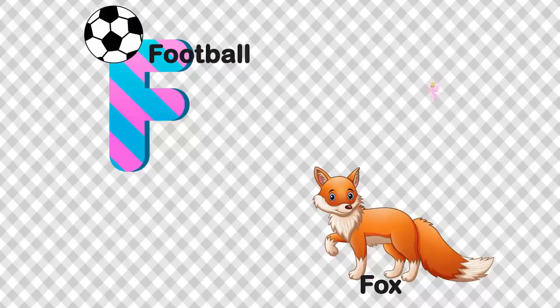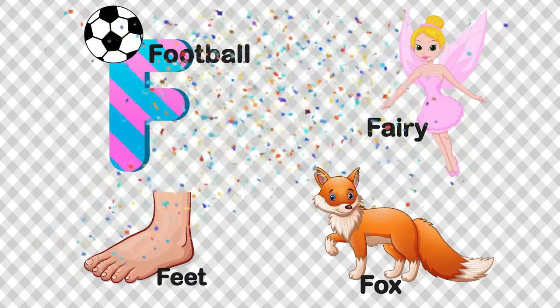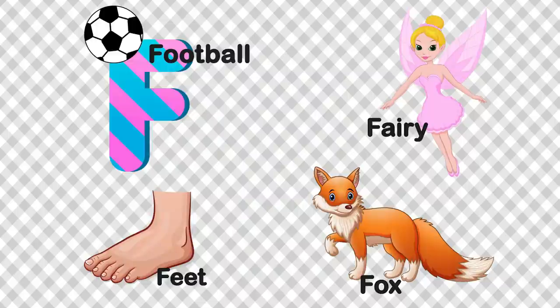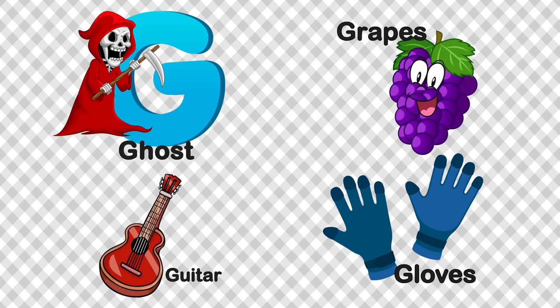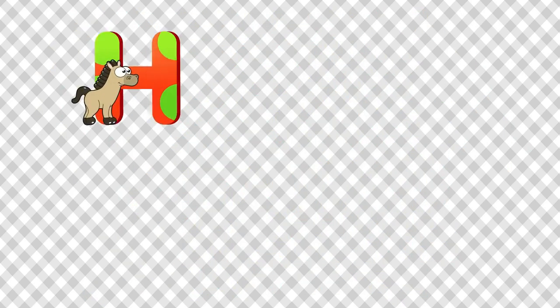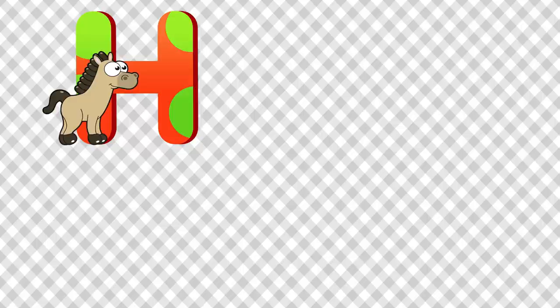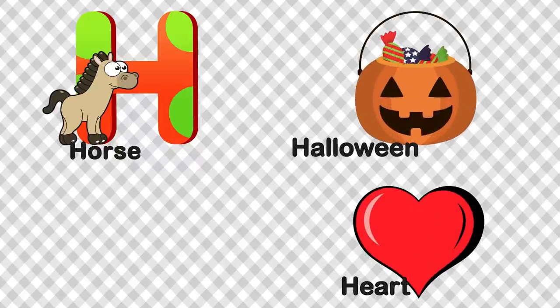The sound of F is f. Football. Fox. Fairy. Feet. G. The sound of G is g. The sound of H is h. Horse. Heart. Halloween. Hen.